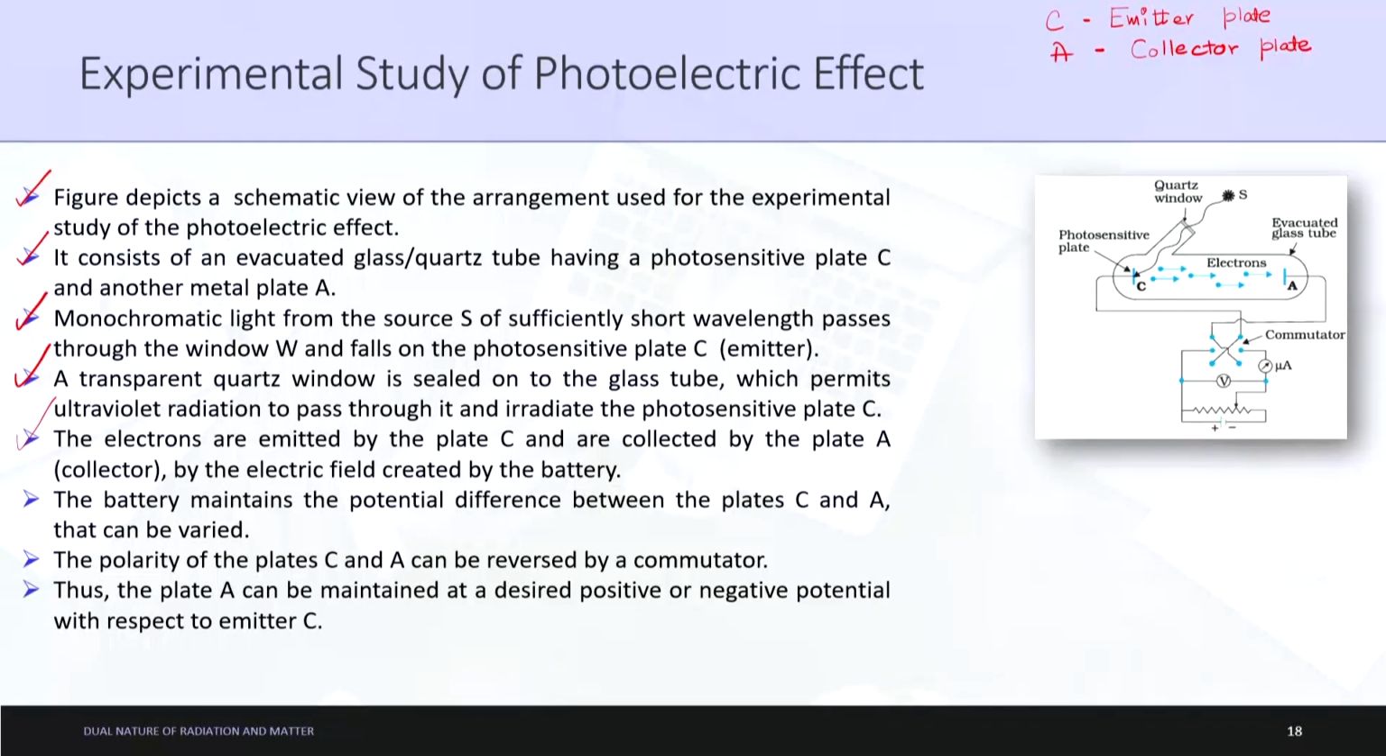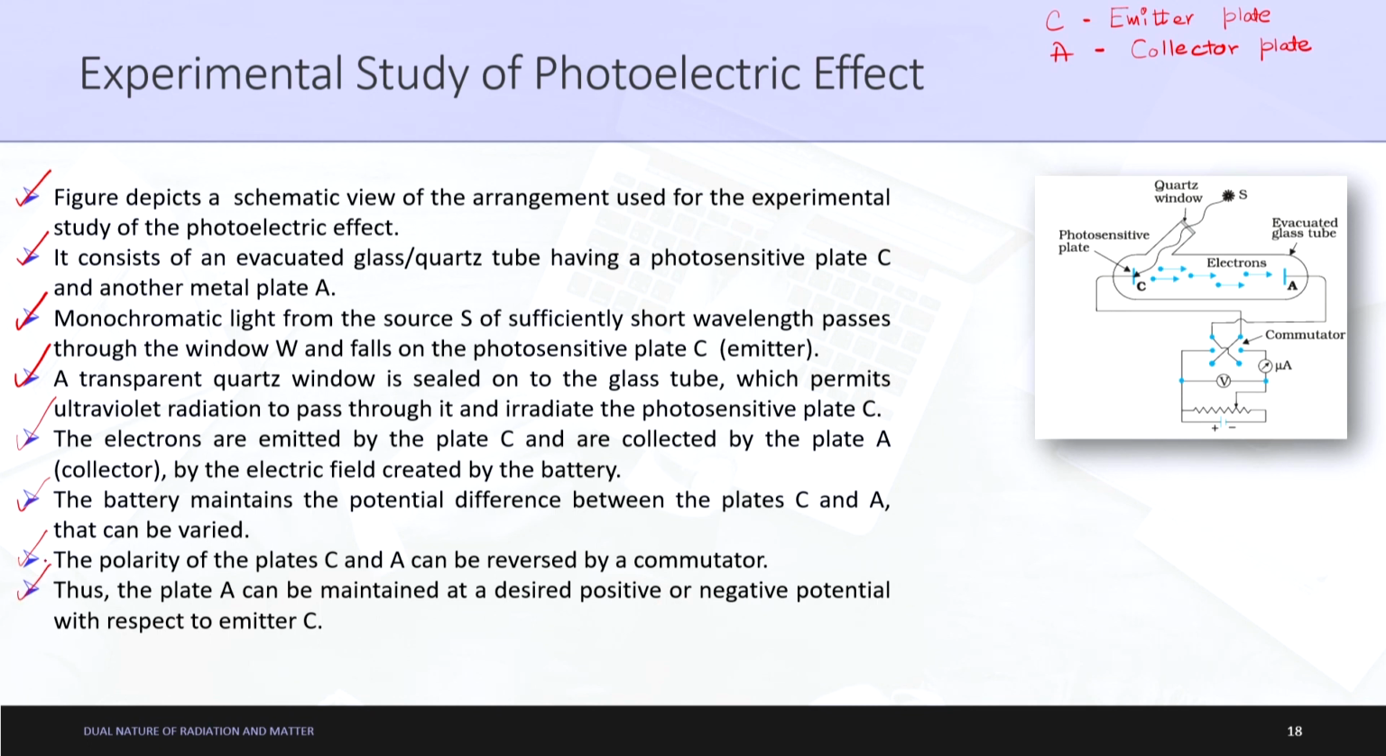Next, the battery maintains the potential difference between the plates C and A, which can be varied. So, this is basically under a potential difference. The polarity of the plates C and A can be reversed by a commutator. This is the designation of how it is being used. What is the usage of a commutator? It is basically to reverse the polarity. Thus, the plate A can be maintained at a desired positive or negative potential with respect to emitter C.